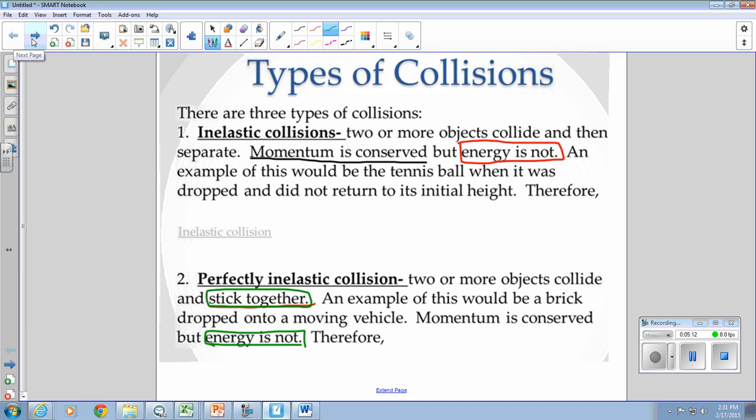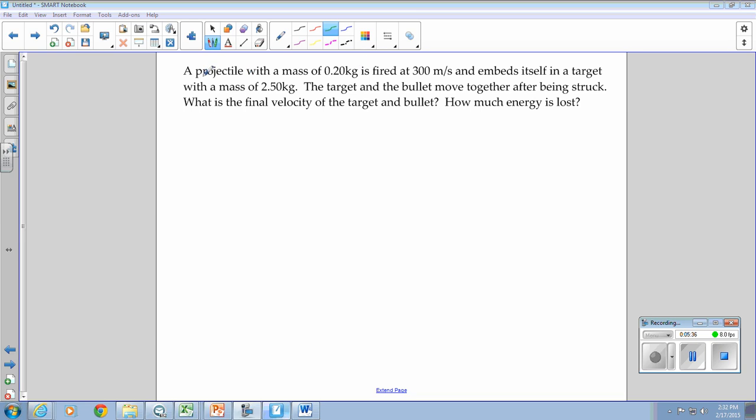Let's try solving one of those perfectly inelastic collisions. Inelastic collisions, we'll start solving a few of them as we get into two-dimensional collisions. But we're going to practice first with doing a lot of perfectly inelastic collisions, and we'll go from there. So let's take a look at an example problem. We have a projectile with a mass of 0.2. It's fired at 300 meters per second, and it embeds itself into a target with a mass of 2.5 kilograms.